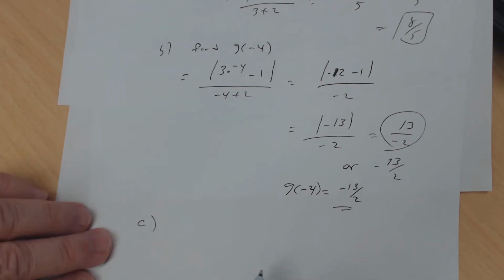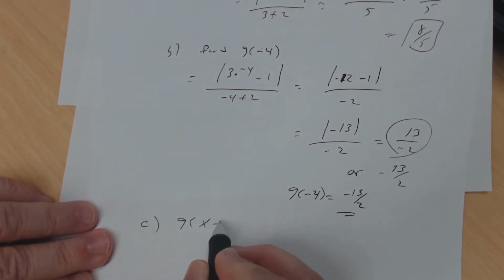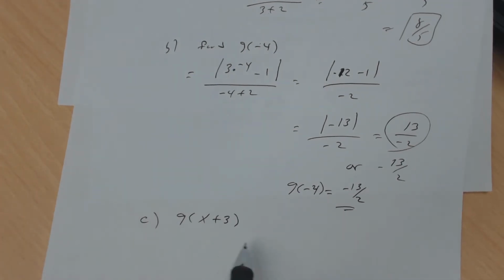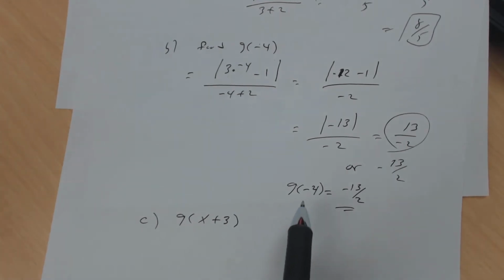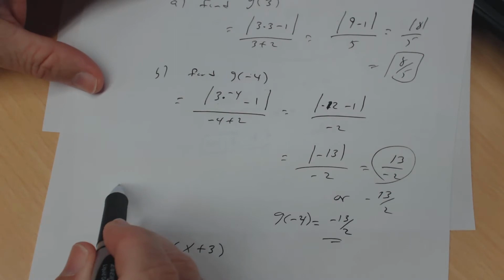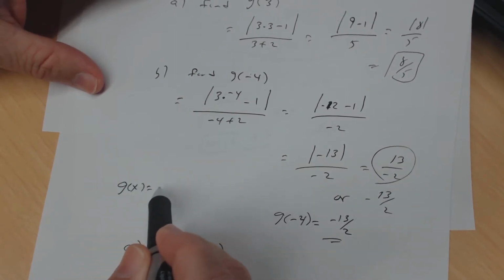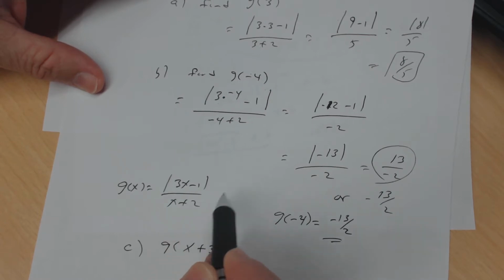Okay, C, suppose you want to find g of x plus 3. Now remember, see how I plugged in a number and I got a number? Well, remember, when you plug in an algebraic expression, you're going to end up with an algebraic expression. So let me go ahead and just rewrite the function here. So g of x, remember, was this: the absolute value of 3x minus 1 divided by x plus 2.